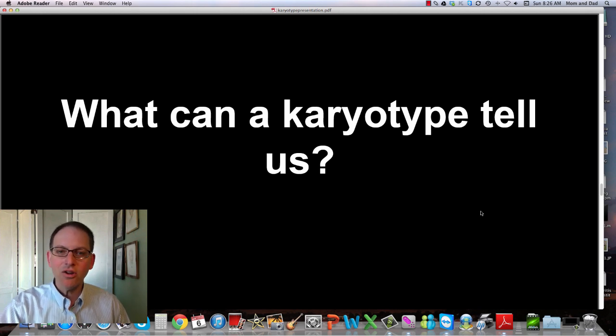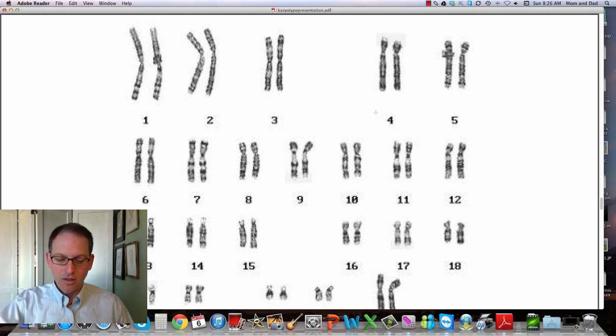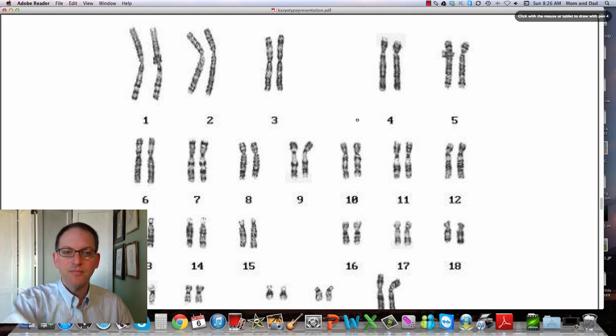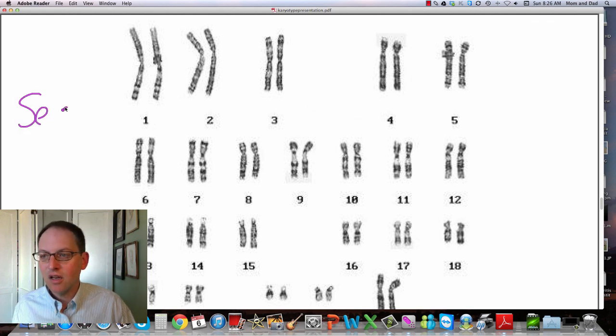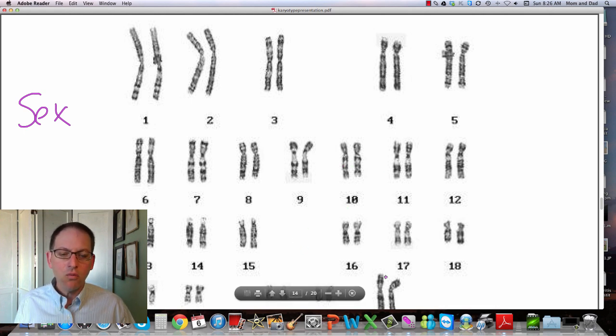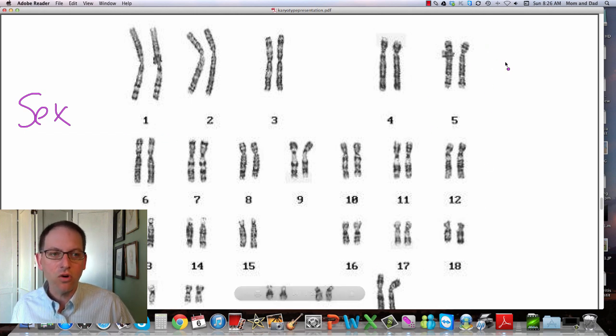Now, what can a karyotype tell us? What kind of information? Well, primarily, a karyotype will tell us the sex of the person. How the heck do you do that? Well, again, we look at this last chromosome pair, the 23rd pair. And here's how it works.